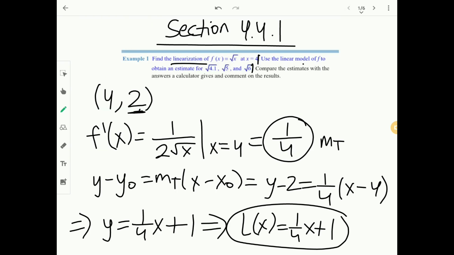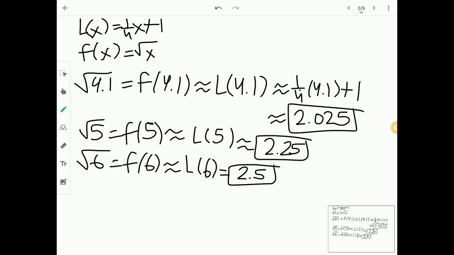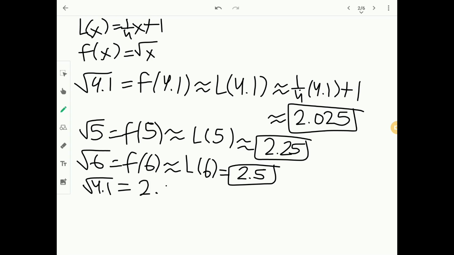Compare the estimates with the answers a calculator gives and comment on the results. Basically, they want the exact values. Now we have square root of 4.1. Let me get the exact value. All I have to do is plug in your calculator. And we get 2.0248. I'm not going to write more digits. It doesn't make more sense.